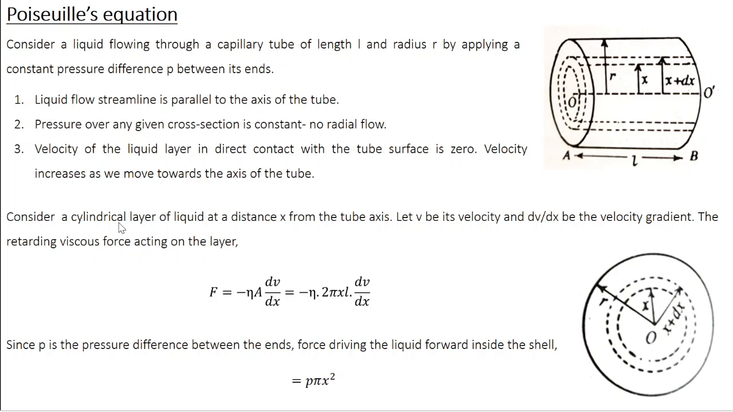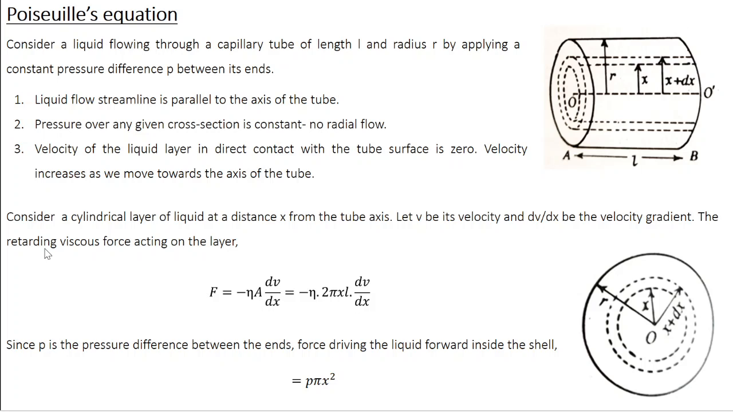Now let's consider a cylindrical layer. So the dotted lines represent a layer of the liquid. As I said earlier, a layer of the liquid in a tube is going to be a cylindrical shell. So this shell has two surfaces, an inner surface and outer surface. The inner surface is at a distance x from the axis. The outer surface is at a distance x plus dx. Let V be the velocity of the liquid inside the cylindrical shell and dV by dx be the velocity gradient.